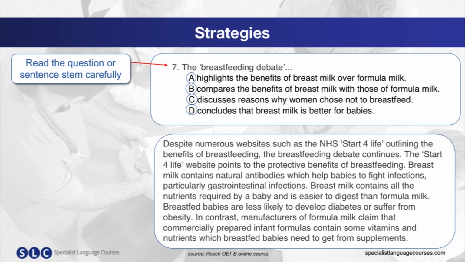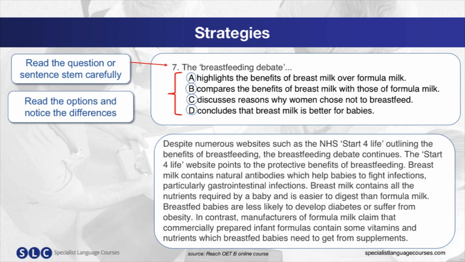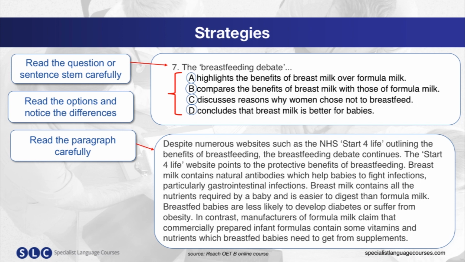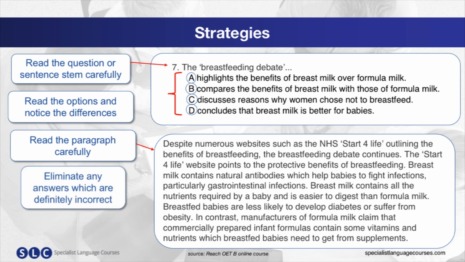Read the question carefully to make sure you have understood it properly. Read the options and notice the difference between them. Then read the paragraph carefully before you choose your answer. Eliminate any answers you are sure are incorrect and make sure that the answer you have chosen fully answers the question. It is important to be careful of distractors. So distractors are when all the options seem to be mentioned in the text.